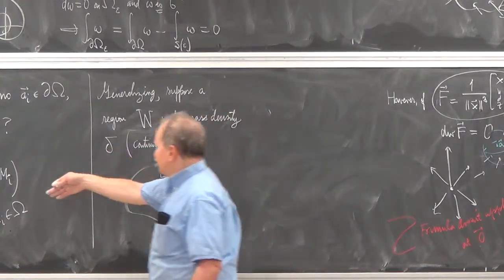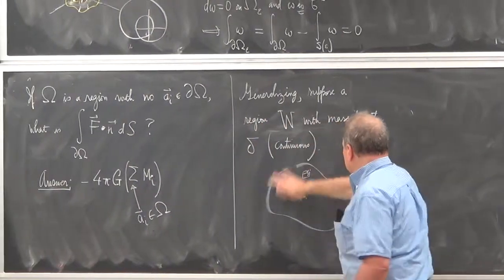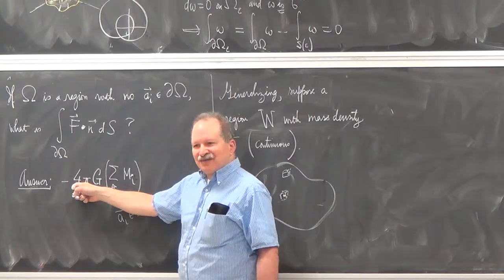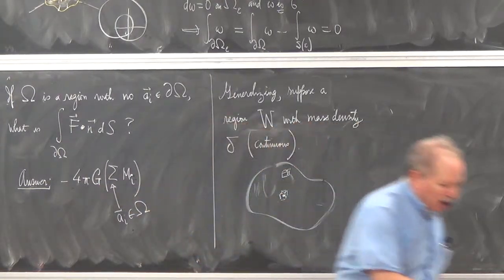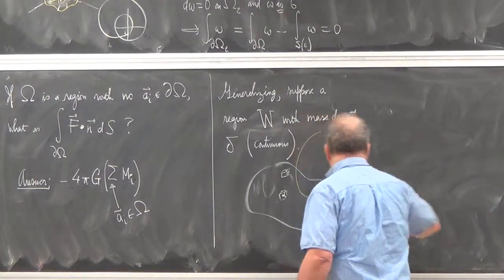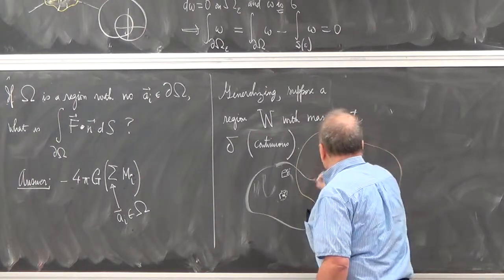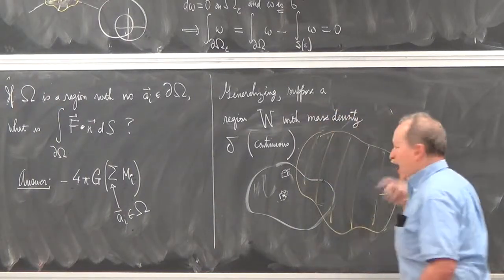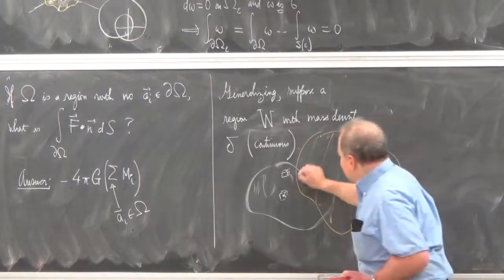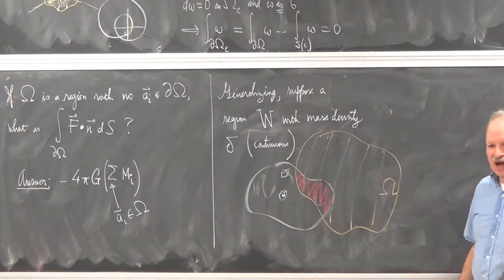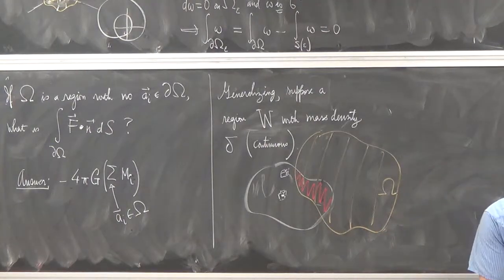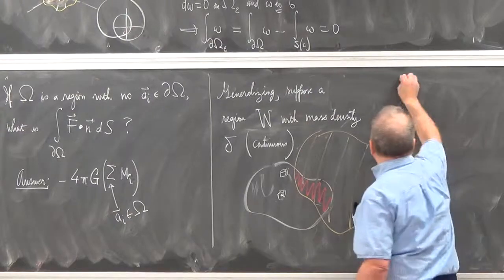So what do I get? The gravitational field due to this mass distribution is still going to have flux minus 4 pi g times whatever part of the mass is inside my test region. So if I took an omega that went like this, and computed the flux of the gravitational field outwards across the boundary of omega, I would pick up the masses that are inside my mass distribution and inside omega.